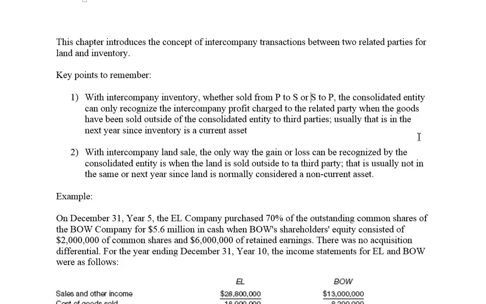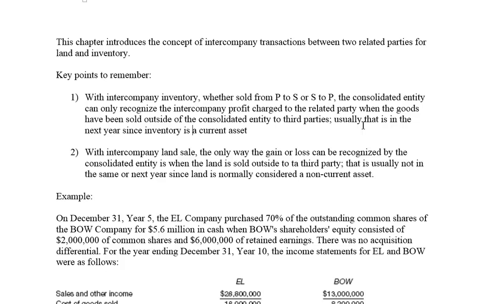And the question then becomes, when can we recognize the profit, the consolidated entity that is? When it's sold outside to the third party, which is usually in the next or following year. So that's why I say here, usually, that sale to the third party is in the next year because inventory is a current asset. We normally assume it is. Any of these questions are assuming inventory is a current asset, all right?